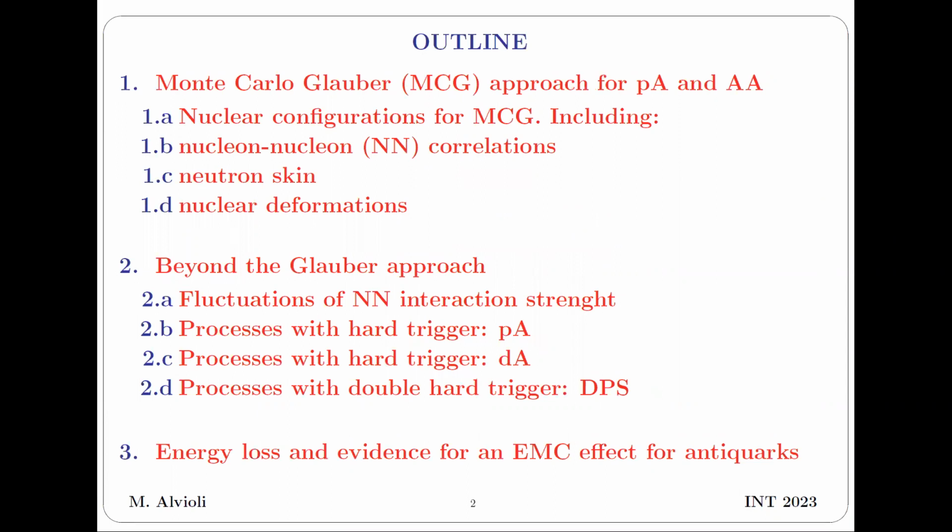This is my outline. This presentation is split in 3 parts. In the first and second part, I will basically summarize most of the work we've done in the last few years about fluctuations in Monte Carlo Glauber modeling for proton-nucleus and nucleus-nucleus collisions. Then in the second part, we talk about additional fluctuations called color fluctuations, which we implement in Monte Carlo Glauber.